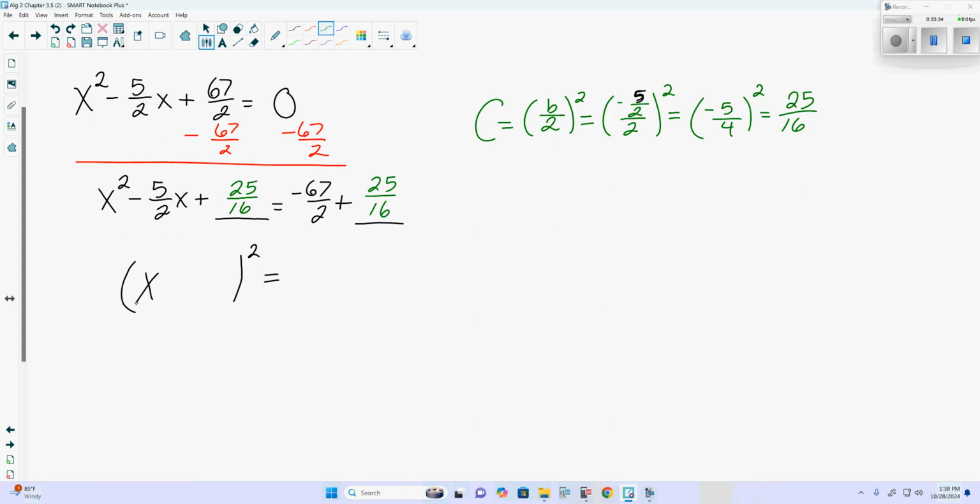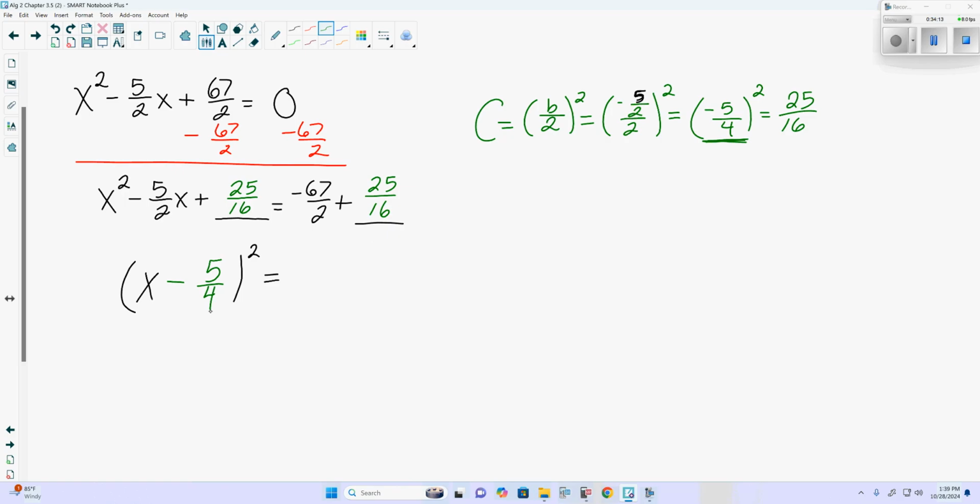Now, if we were trying to factor x squared minus 5 halves x plus 25/16, we would do something to try to get rid of those fractions. But luckily for us here, factoring this is not that bad, because the number and sign that go inside the parentheses with x is the number and sign of what we have before we square it to find c, which is telling me that this is going to be negative 5, not halves, but fourths. So x minus 5/4 squared is our factored form.